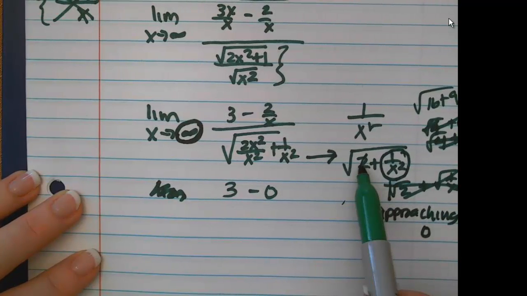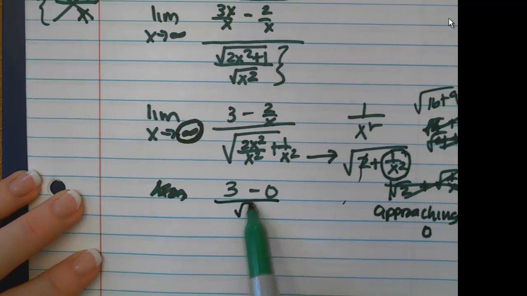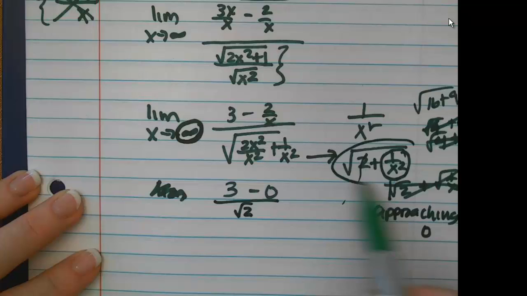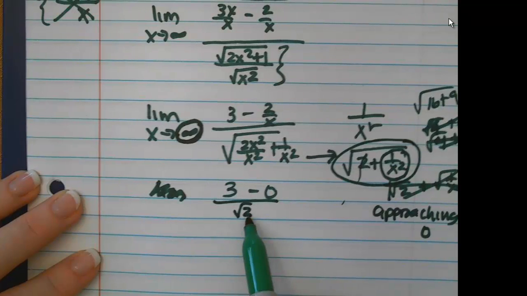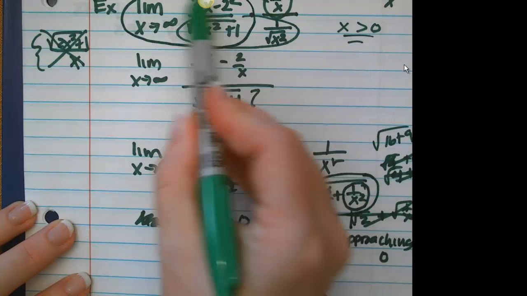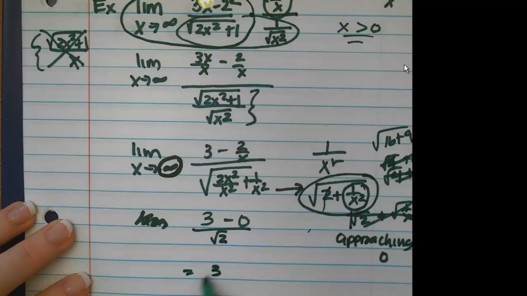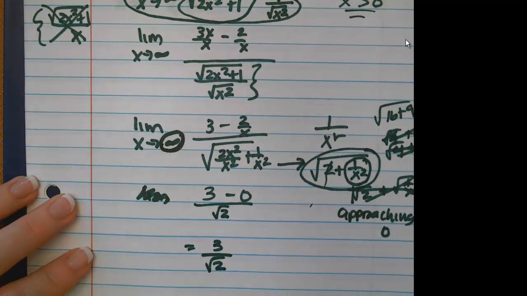So if I'm taking the square root of 2 plus some number that's almost 0, it's just the square root of 2. The limit of this amount is just the square root of 2. So the limit as x approaches infinity of (3x - 2) over the square root of (2x² + 1) is equal to 3 over radical 2. This is going to tie into problem number 27 from the homework set, so let me explain that next.